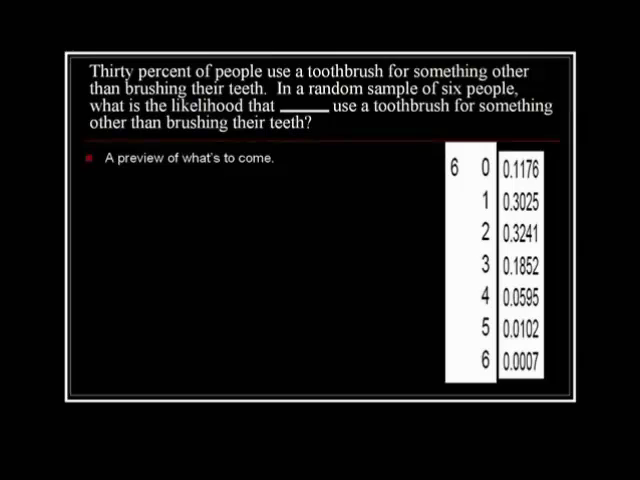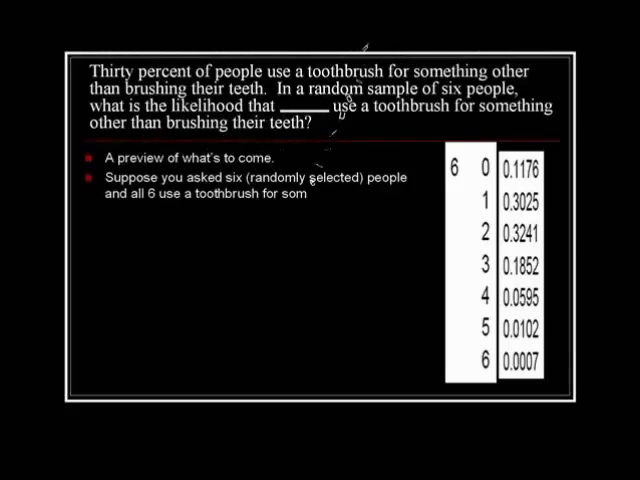Let's have a little preview of what's to come. Basically, what's going to come when we get to that move from sample to population, or inferential statistics. So we asked 6 randomly selected people, and all 6 use a toothbrush for something other than brushing their teeth. And you can see down here that probability is 0.0007.